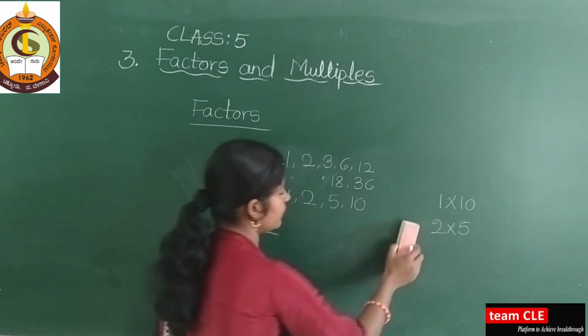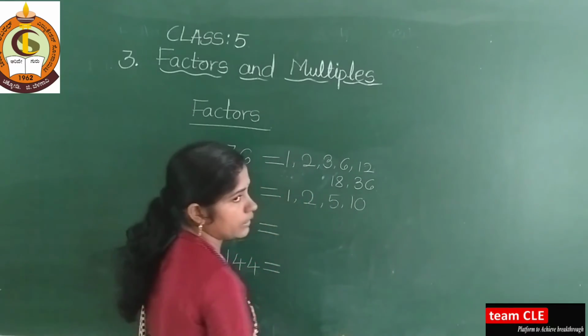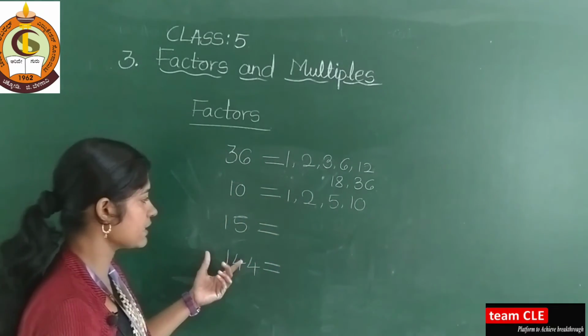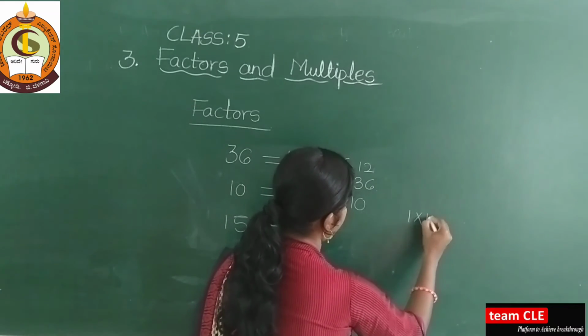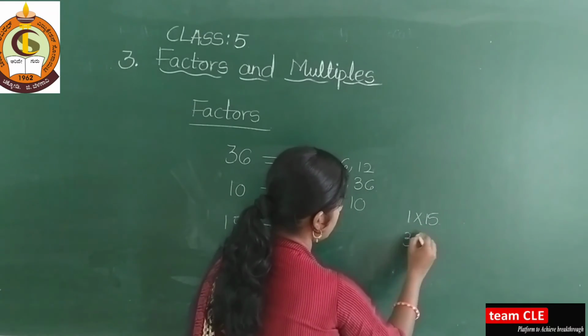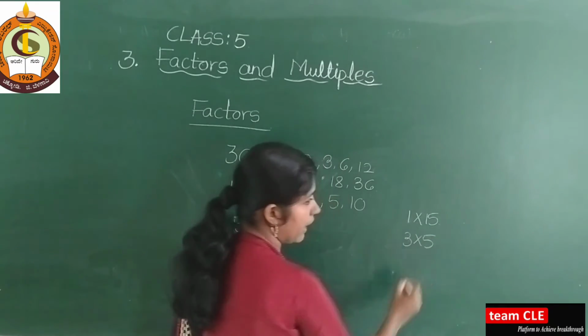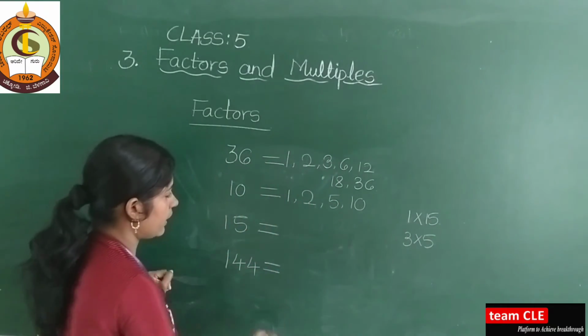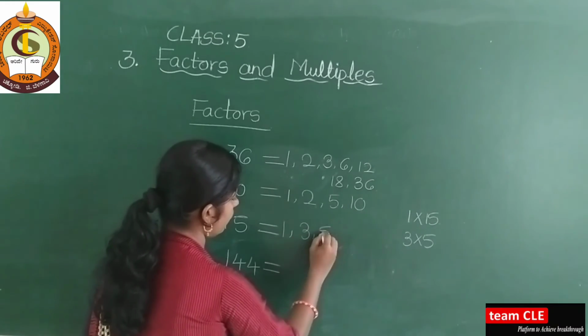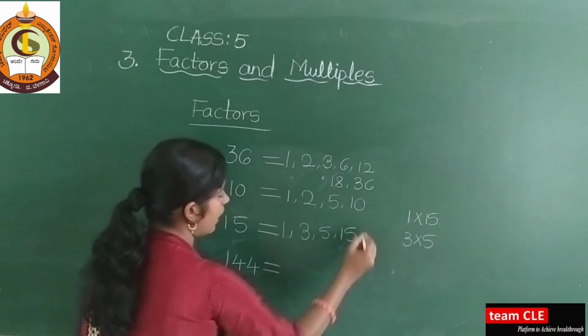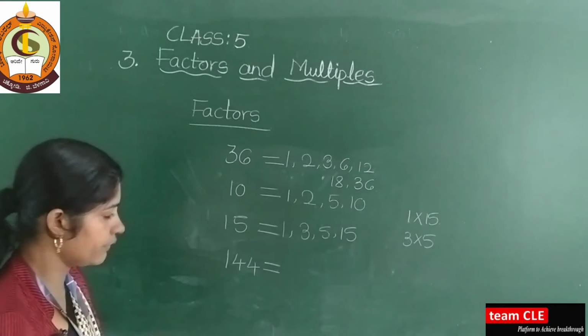Next here 15 is there. So let us check whether 15 is there in which table. So 15 is there in 1 15s and 15 1s. Next here 3 5s and 5 3s. So write them in ascending order. 1, 3, 5 and 15 are the factors of 15.